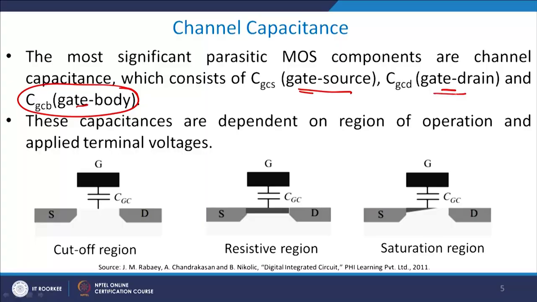Why? Because there is no charge which will contribute. Because it is all fully depleted, there are no free charge carriers available here. Everything has been pushed back. You have a depletion layer here. There is no contribution for the source and drain side. Further, the drain and source side have been made to ground state.